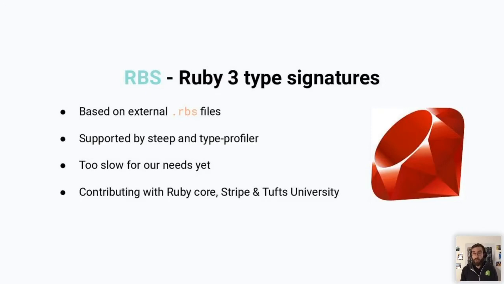We've seen Sorbet able to analyze our code base in a few seconds on developer machines, and we still want this speed because a fast feedback loop is really important for us. So we're currently contributing with the Ruby core folks, the folks at Stripe, and also academics, so we can make the RBS specification better for everyone, also to better fit the needs we have in Rails code bases and to make the tooling faster.